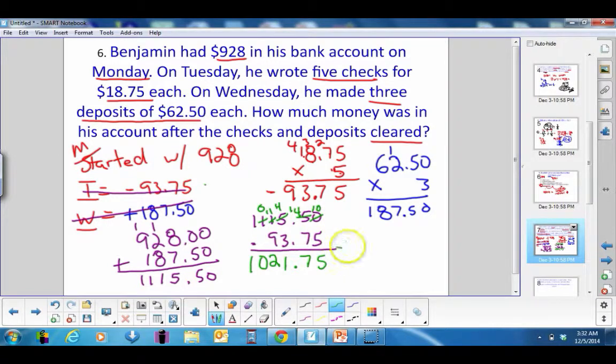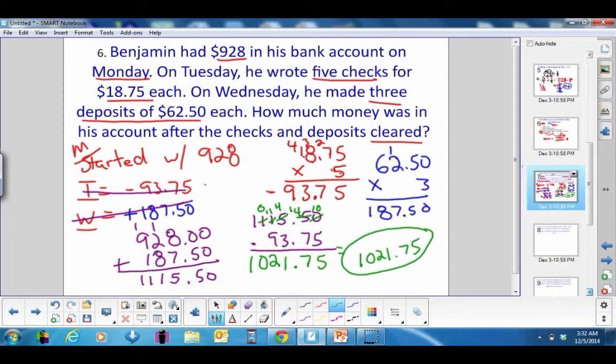So it looks like he ended up with $1,021.75 after he wrote the checks, took away his $93.75, and then he added his $187.50. So it looks like overall he added about $90-something, which looks like our answer is correct. Okay, very good. Moving on. Number 7.